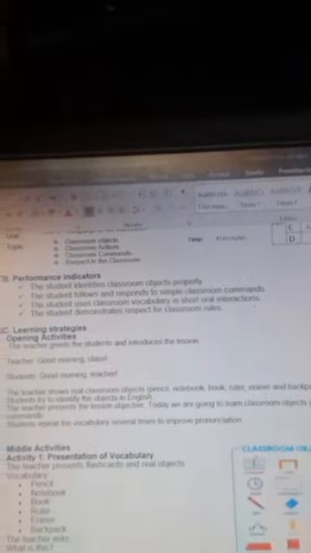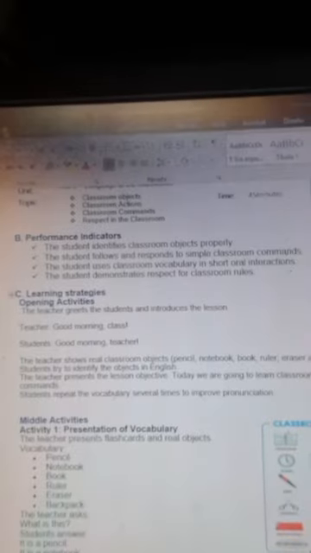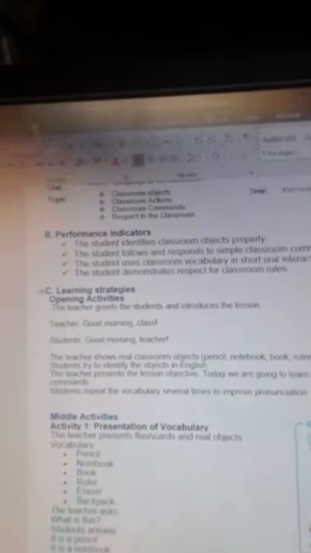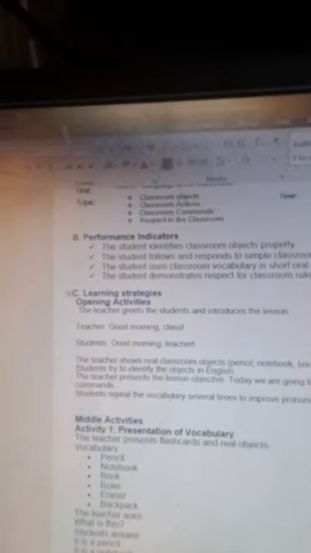The teacher chooses real classroom objects, for example, pencil, notebook, book, ruler, eraser, and backpack. And the students try to identify the object in English. For example, the teacher can present the classroom objects, and students repeat the vocabulary several times to improve the pronunciation.